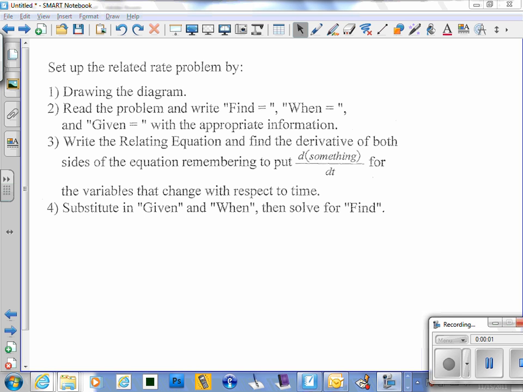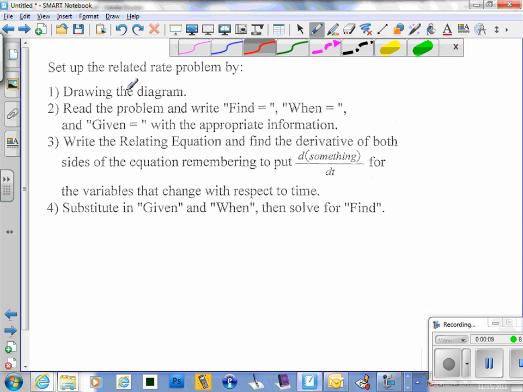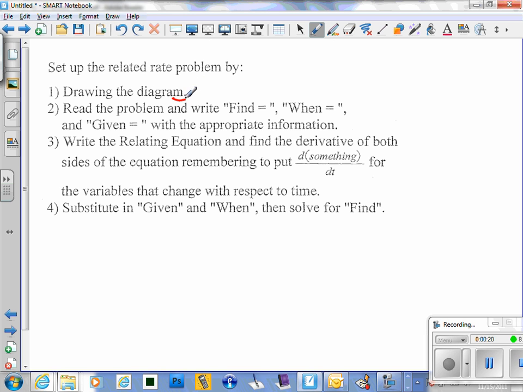Okay, let's learn now how to do related rates problems step by step. 1. Draw the diagram. To understand each word problem, you should visualize what is going on over there. Okay, so you gotta draw. 2. Read the problem and write what to find and what is given. We need to identify what to find, which related rate we need to find.